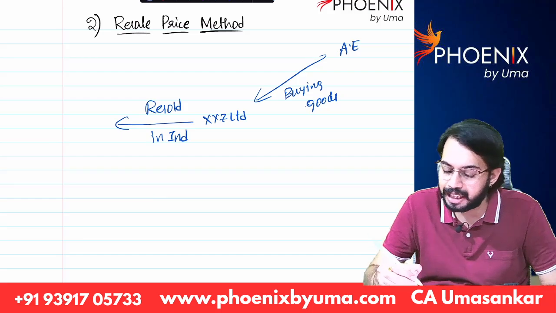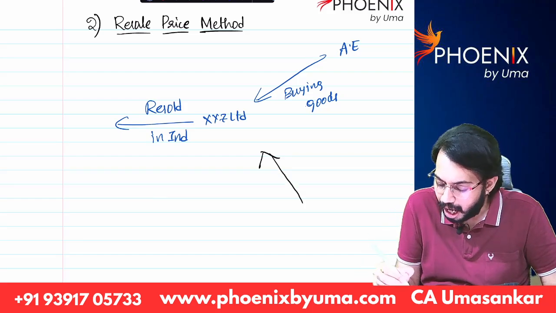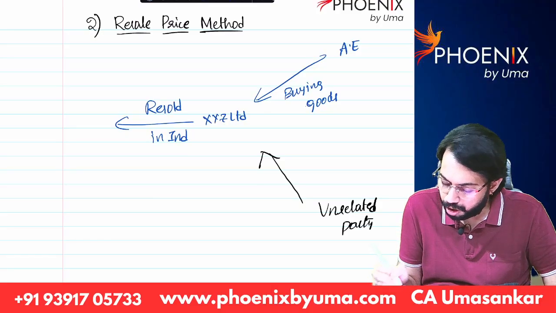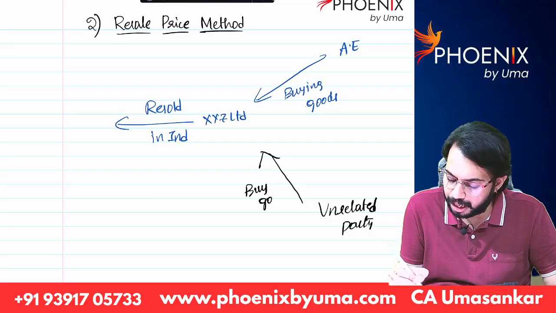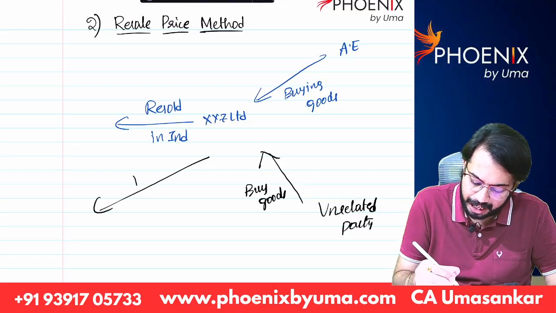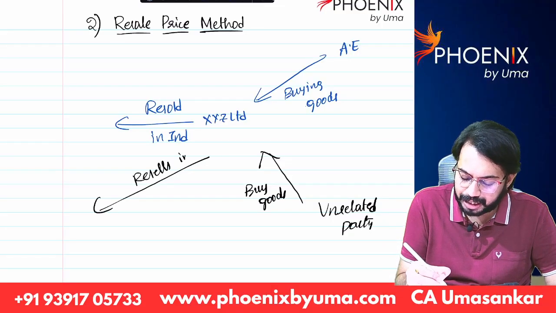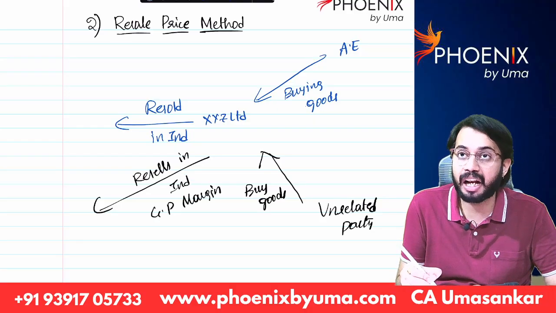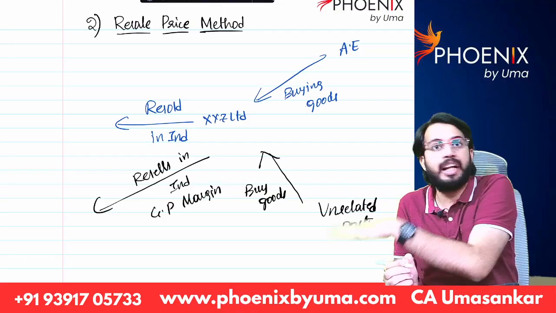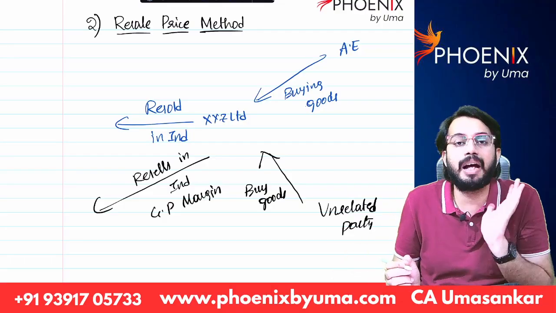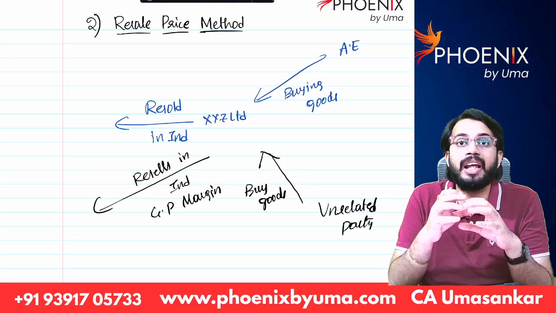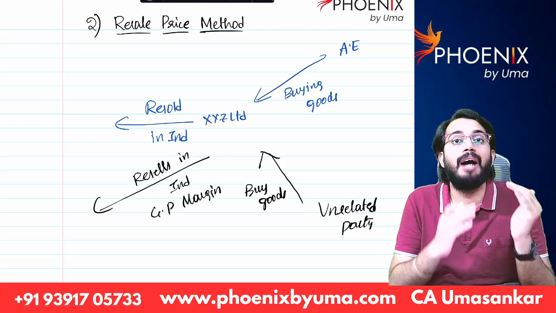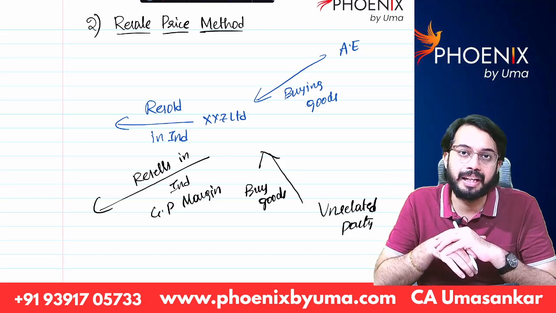See, if XYZ Limited buys goods from an unrelated party and resells in India, then how much is the GP margin? We will take that GP margin. That means from an unrelated party, if goods are bought and resold in India, how much is the GP margin of XYZ Limited? We will take the unrelated party transactions' GP margin, and thereby we are going to calculate arm's length price using resale price method. Are you able to understand?